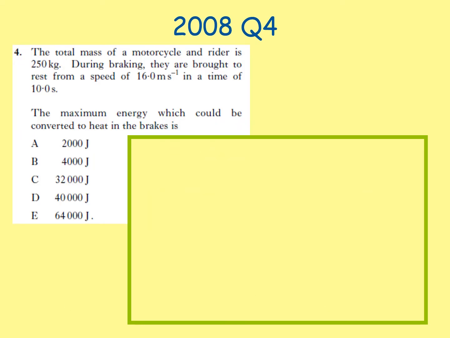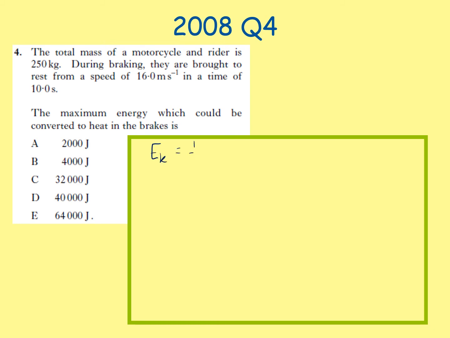The total mass of a motorcycle and rider is 250 kilograms. During braking, they are brought to a rest from speed of 16 meters per second in a time of 10 seconds. What is the maximum energy that could be converted to heat in the brakes? We know this maximum energy is going to be the whole of this kinetic energy that the motorcycle has. So we need to write down our kinetic energy equation.